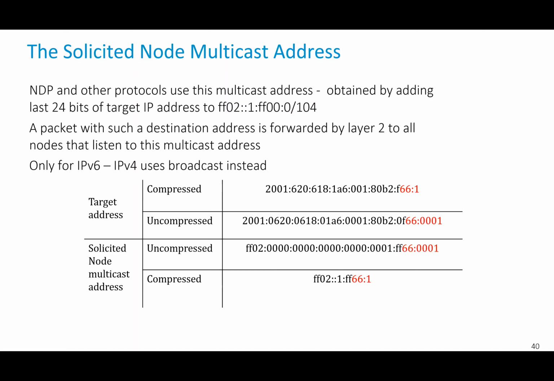24 bits, that's how many hex digits? 24 divided by 4, that's 6. So that means there's this prefix, and then the only thing we can add to this is the last 6 hex digits. So what we do is we take simply the last 6 hex digits of the target address. Remember, A is asking who has this address. It's the IP address of B. So what A will do is take the last 6 hex digits of the target address and put them into this multicast address, and this is the solicited node multicast address.